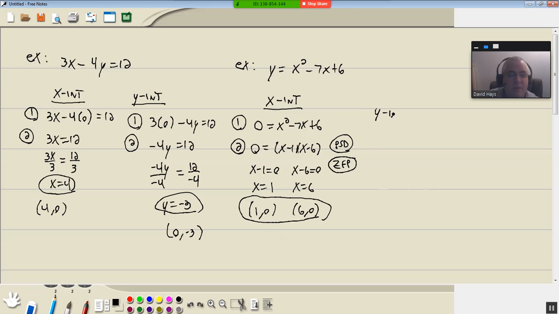Now for our y-intercept, you always plug 0 in for the other variable, so we'll plug 0 in for x. We'd have y is equal to 0 squared minus 7 times 0 plus 6. 0 squared is 0, negative 7 times 0 is 0, so we get y is equal to 6, or in point form would be (0, 6). Now that's our intercepts.